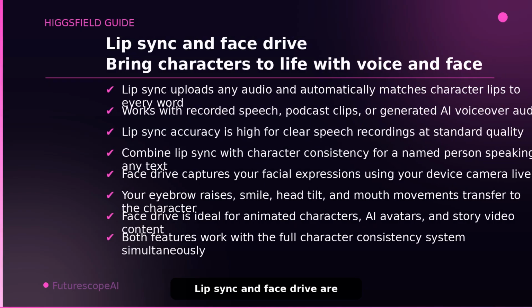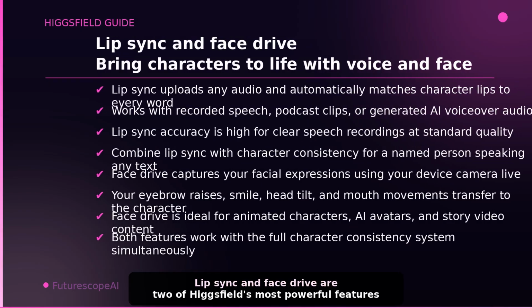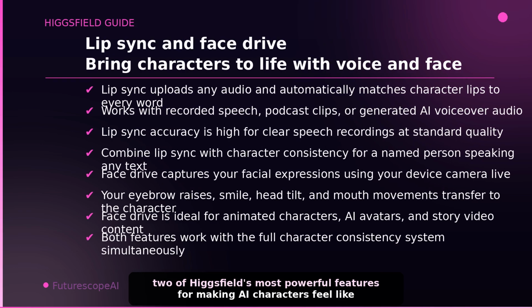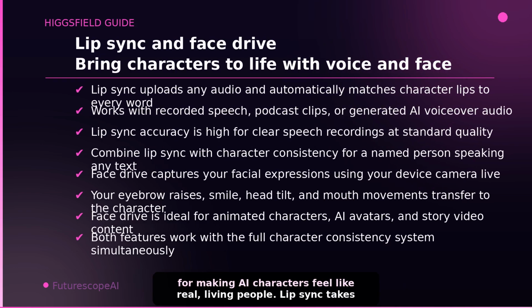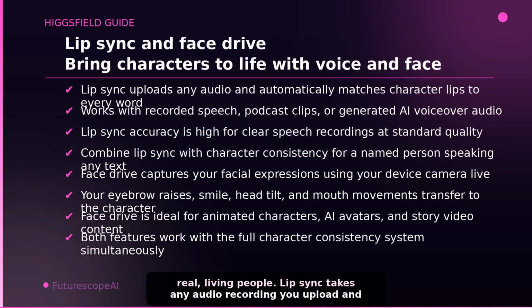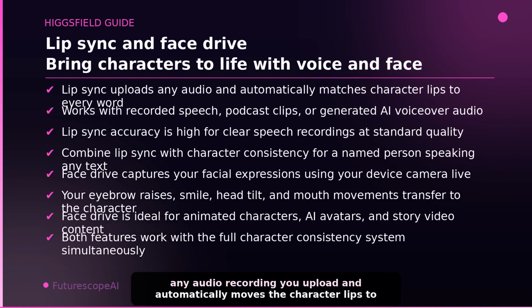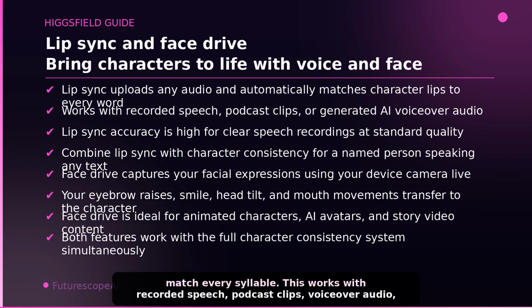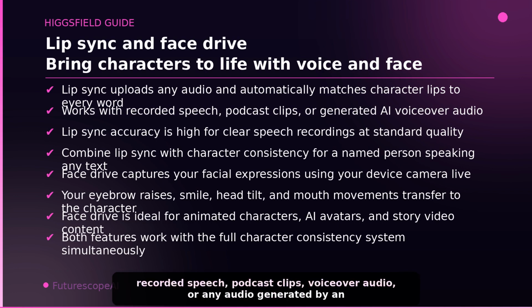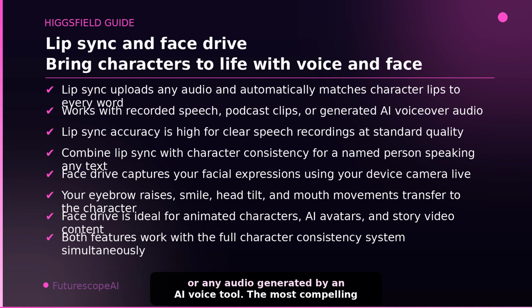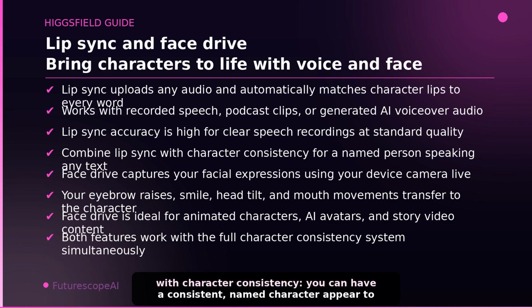Lip sync and face drive are two of Higgsfield's most powerful features for making AI characters feel like real, living people. Lip sync takes any audio recording you upload and automatically moves the character lips to match every syllable. This works with recorded speech, podcast clips, voiceover audio, or any audio generated by an AI voice tool. The most compelling use case is combining lip sync with character consistency. You can have a consistent, named character appear to say any words you provide in the audio.